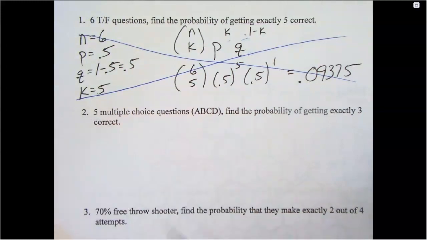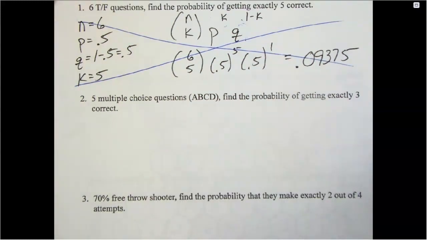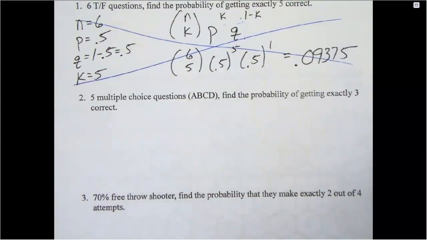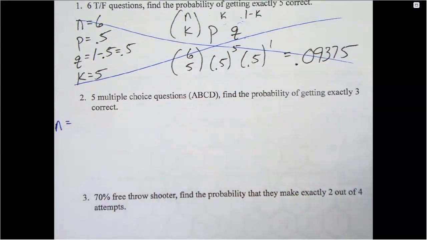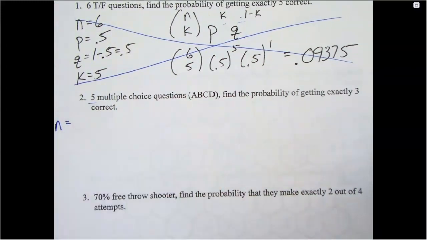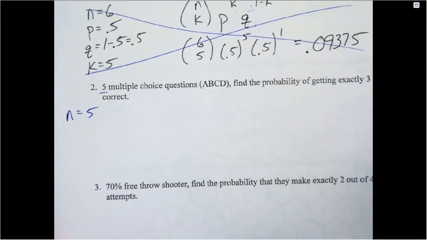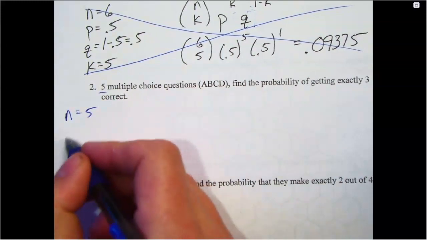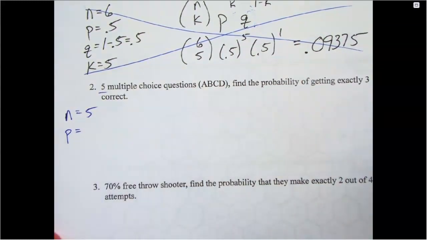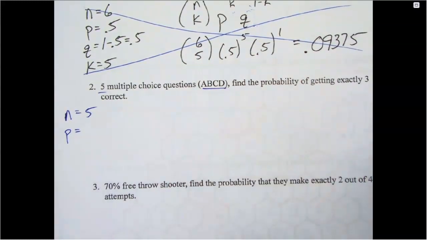Alright, so if I'm reading number 2, I think it's very helpful to just write on the side all of it, like N, P, Q, and X. So I'm going to go on the side and say, N is the number of trials. Well, there's 5 multiple choice questions. So N is 5. P is the probability of success. Well, I'm assuming I'm just guessing.